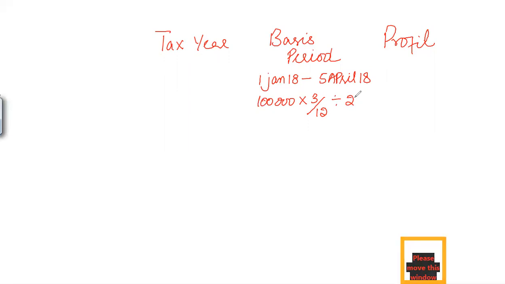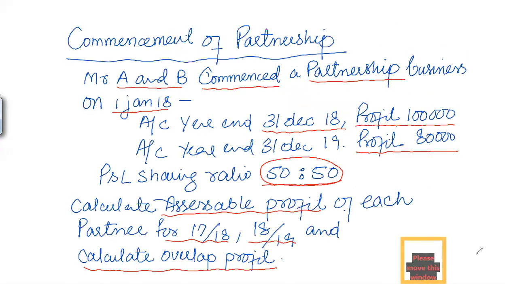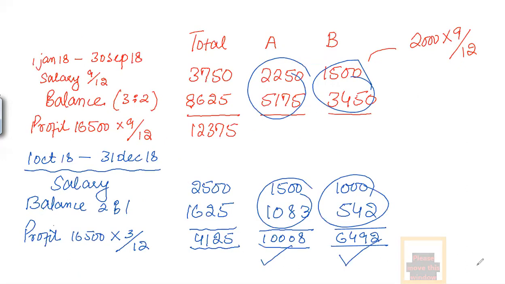So that's why 25,000 share divided by 2. So each partner will get a share of 12,500. Let me put the partner's name here, and that is A and B. So let's split there accordingly, 12,500 each. And the tax year becomes 17 and 18. Now the second tax year rules, and as per the second tax year rule, the accounting date 31st December 18 falls in second tax year, that is 18-19.